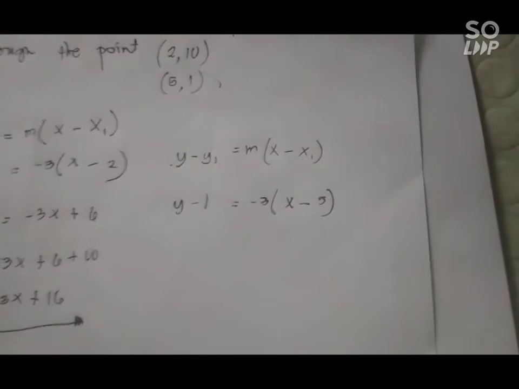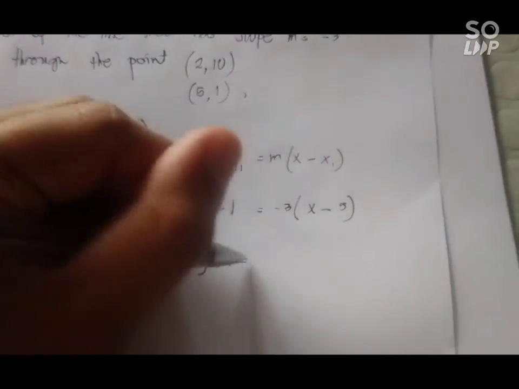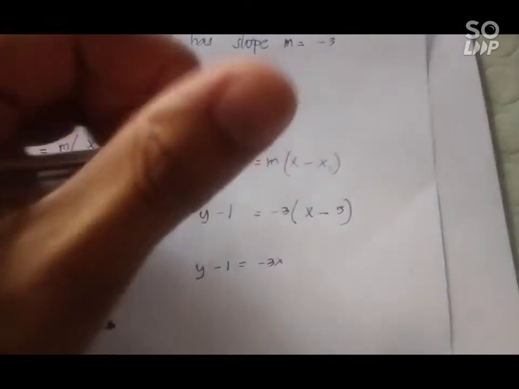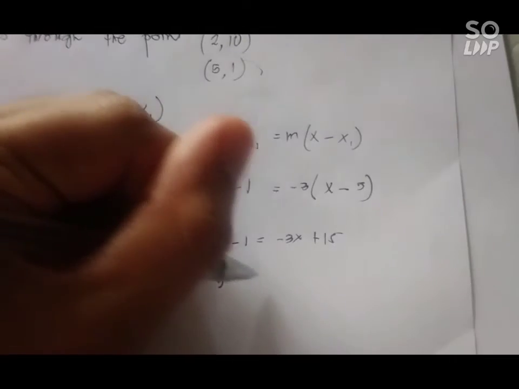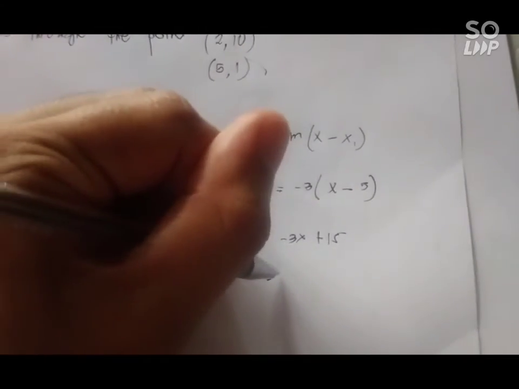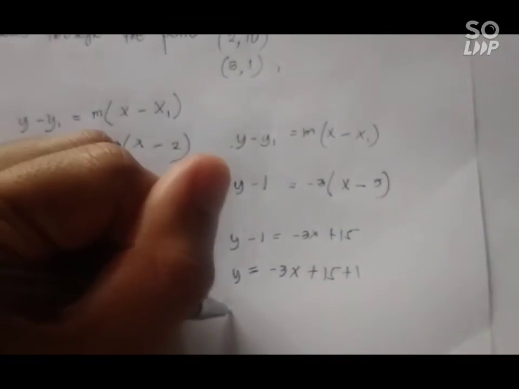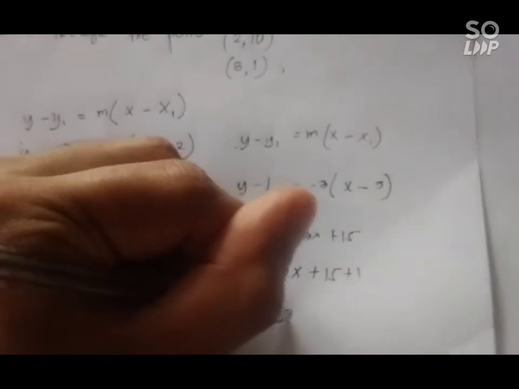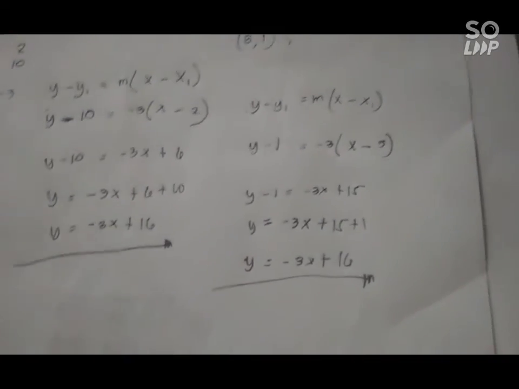So kani y minus 1 is negative 3x plus 15, y equals negative 3x plus 15 plus 1, y equals negative 3x plus 16. So same ra gihapon siya sa naunang equation.